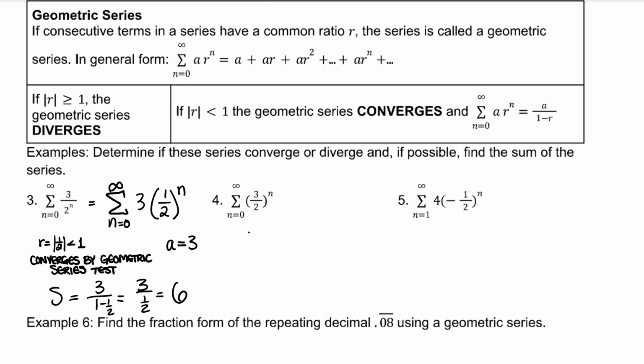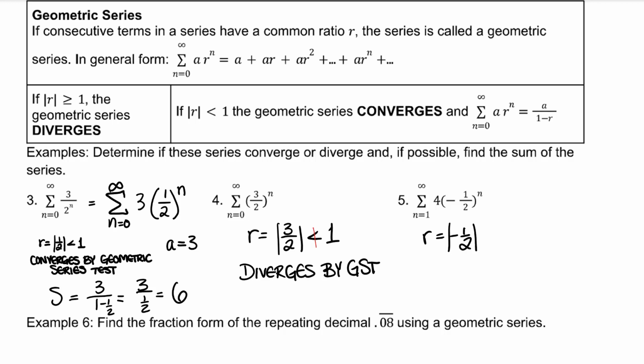For number 4, r is 3/2. Is the absolute value of 3/2 less than 1? No, it is not. Therefore, this geometric series diverges. You can say it diverges by the geometric series test, or GST. In number 5, the common ratio is -1/2. Is the absolute value of -1/2 less than 1? Yes, it is. Therefore, this series converges, again by the geometric series test, or GST.